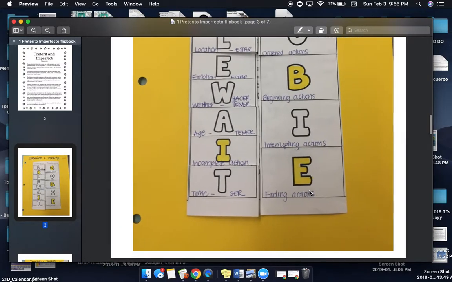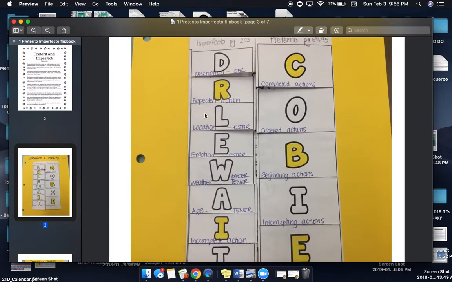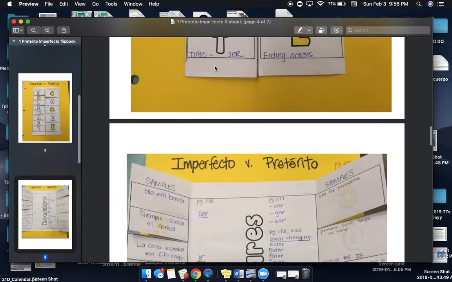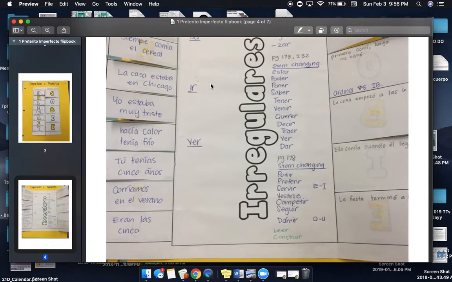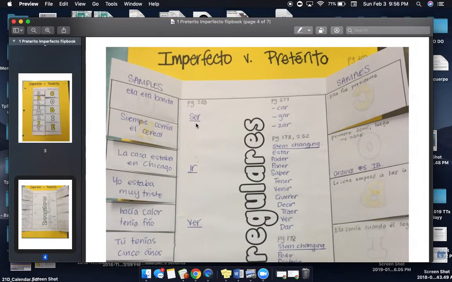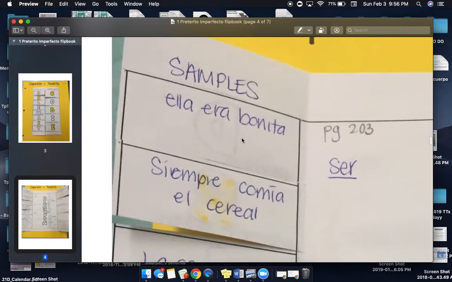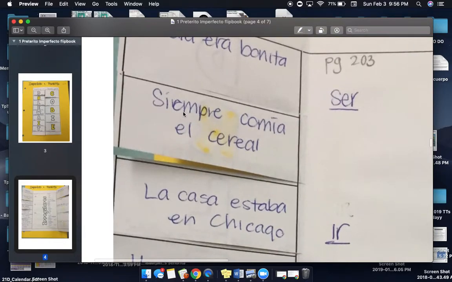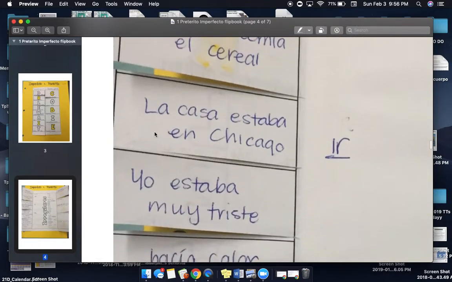So again, a couple of options. You can write the descriptions on the outside. You can write them on the inside to kind of test you. However, one thing that I do recommend is that whichever way you do it, when you open it, you make some examples. So for example, on D, which we said was descriptions, ella era bonita. Or for a repeated action, siempre comía el cereal. Okay, maybe for example, location, la casa estaba en Chicago.